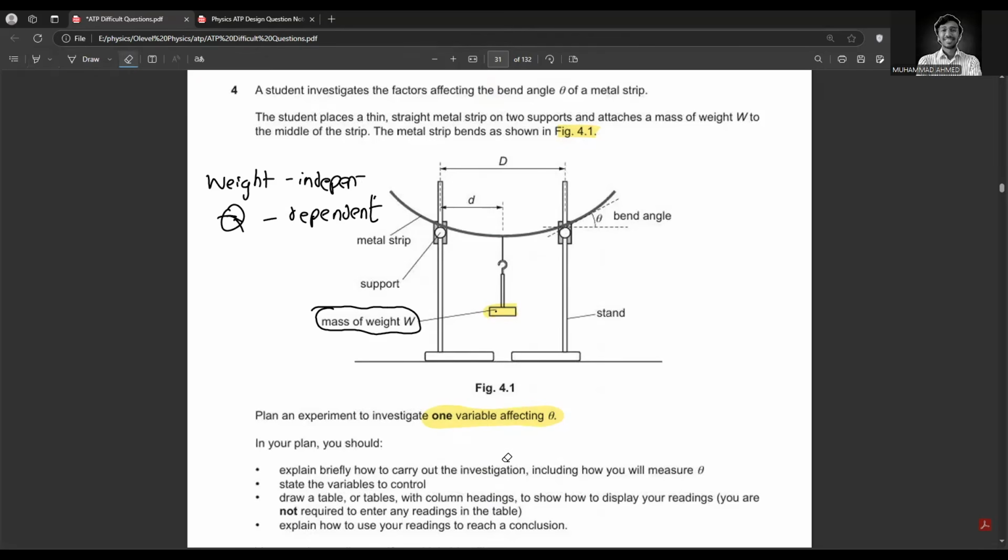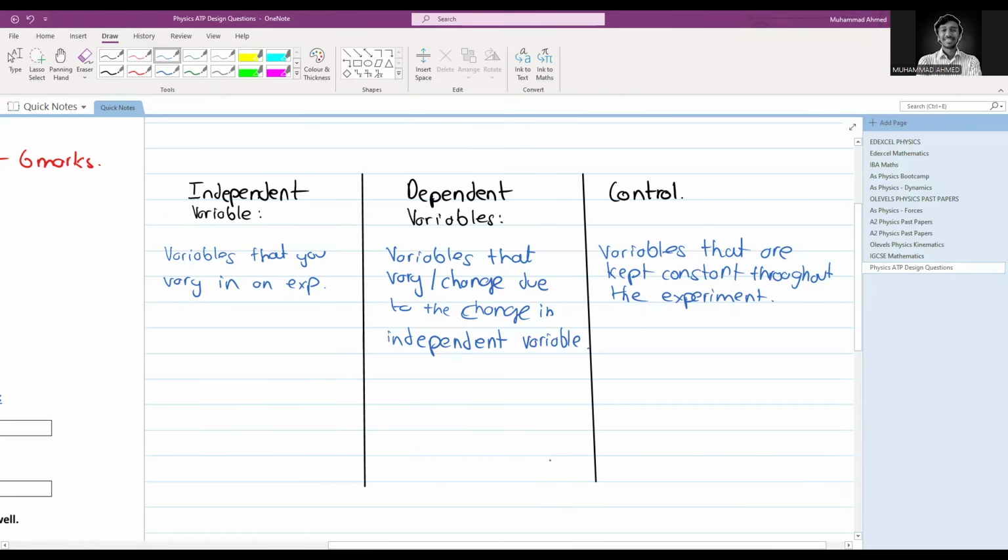Sorry for this wrong spelling. This is independent variable. Now I hope this is clear to you, what are dependent and what are independent variables. Let's further move ahead. Now the third type of variable that we studied was control variable, or the variables that are kept constant throughout the experiment.